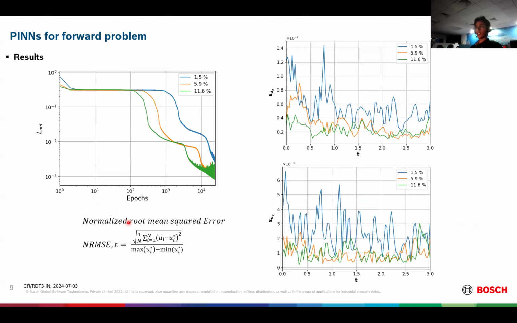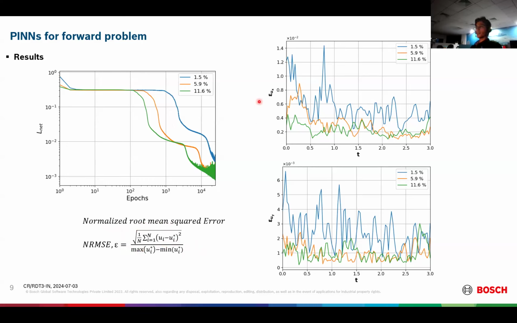Once this model is trained, in this slide we can see the results for different training percentages. As we can see in the loss over the epochs, the loss converges faster as we increase the training data. To measure the deviation from the true solution, we use this error metric, the so-called normalized root mean square error, which is given by this formula. It's a relative way of calculating the error, with respect to the minimum and maximum values of the quantity.